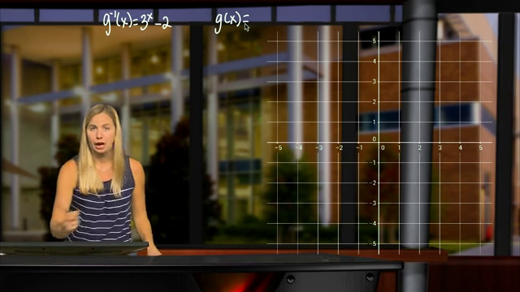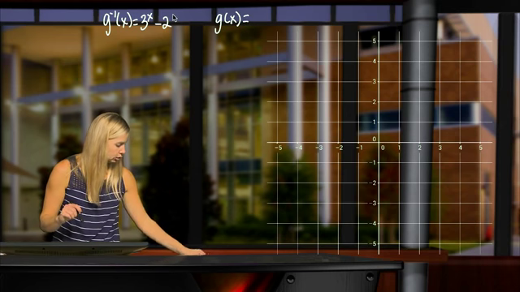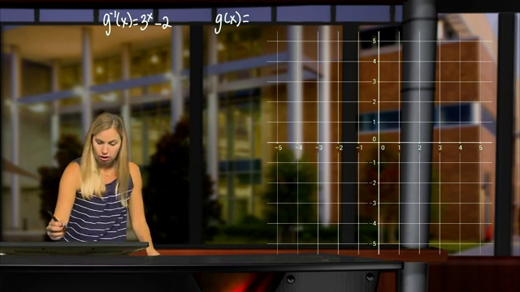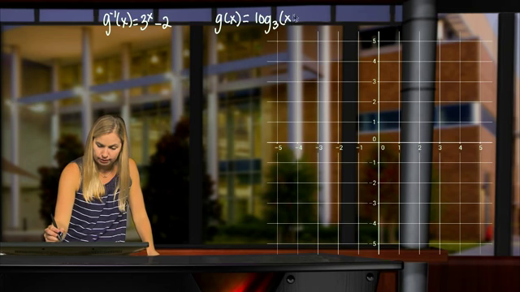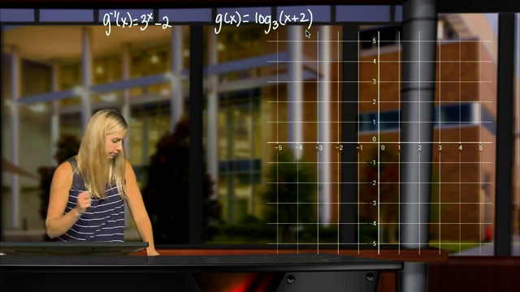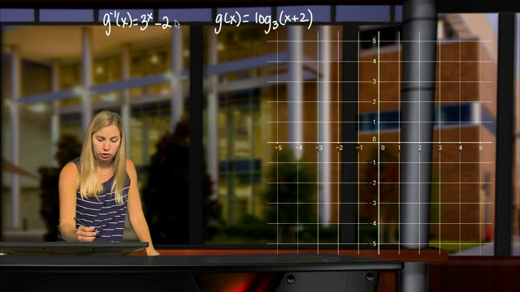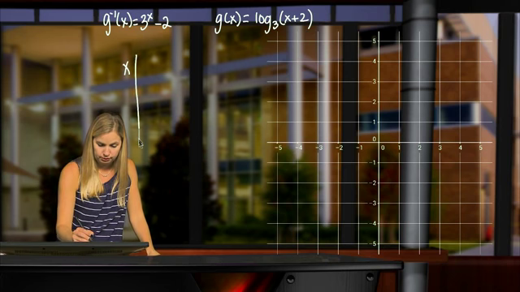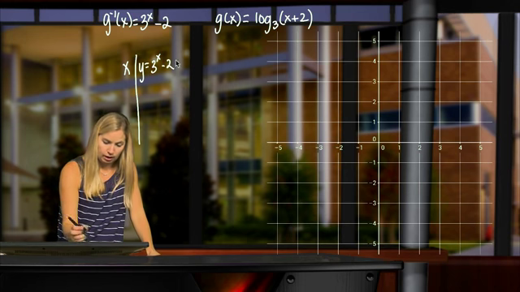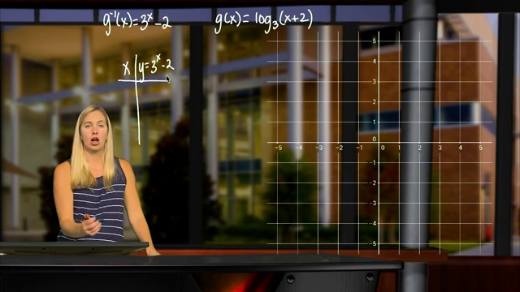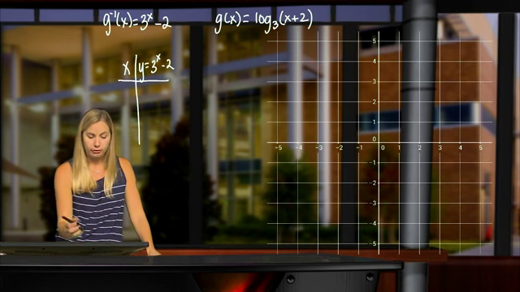I'm just going to rewrite our functions up here. We just found our inverse. It was 3 to the x minus 2. And our original function was log base 3 of x plus 2. All right, so we're going to create a table of values for g inverse. And I'm trying to be specific with that y column when I name it, just so that it's not confusing when I go to plot points on my graph.